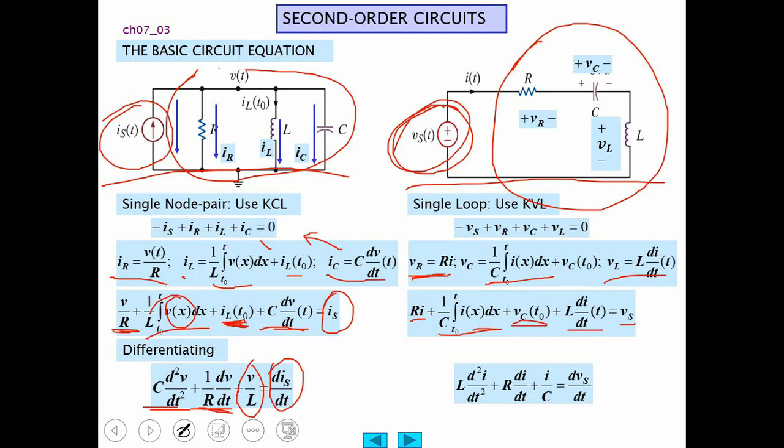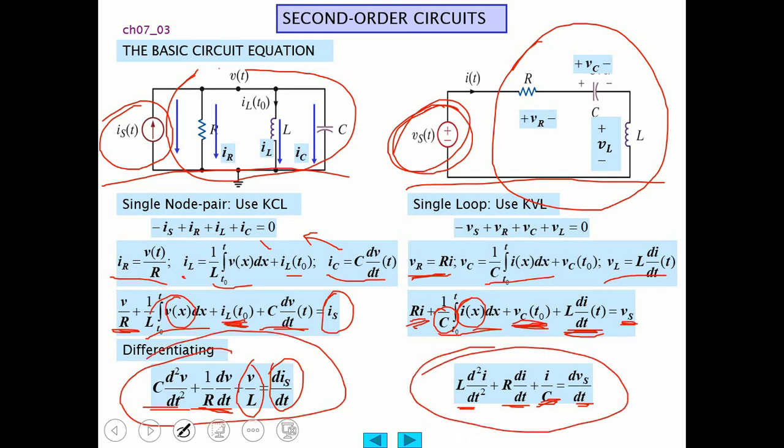Differentiating both sides, L d squared i dt squared, plus R di dt, and then i over C, has to equal dvs dt, and the derivative of this is a constant. It's the voltage across the capacitor at the original time. Derivative is going to be 0. So we got two equations. This equation for this circuit, and this equation for this circuit.